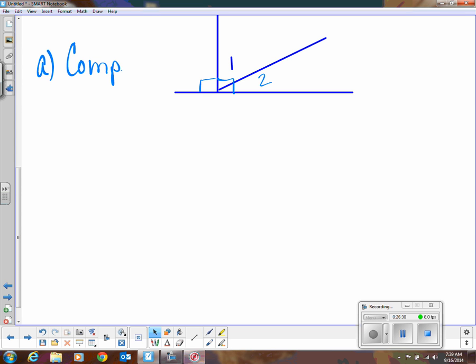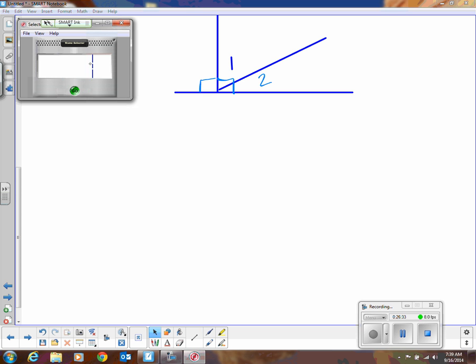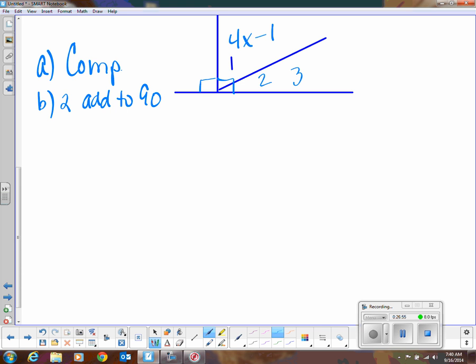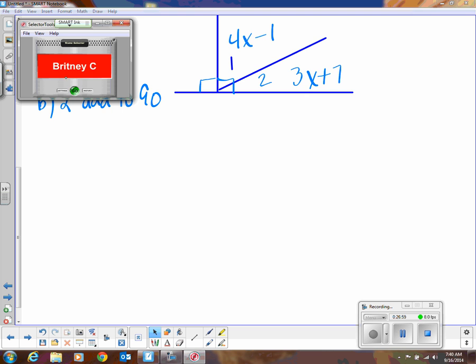All right, if we have complementary angles, what's the relationship of complementary angles that we see? They add up. 2 angles add up. Okay, 2 angles add to, how much? 90 degrees. So they told us that 1 is 4x minus 1, 2 is 3x plus 7. So based on what we just wrote as our relationship, what is my equation going to be, Becky?